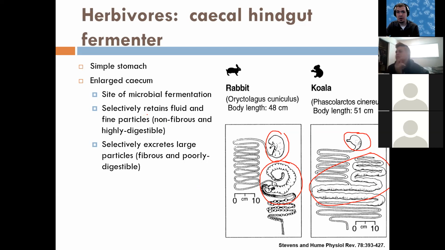So it's good that we had the question about retention of particles earlier, because the situation is a little different in these animals. They selectively retain fluid and they selectively retain particles, but only fine particles. The fluid and the fine particles are non-fibrous and highly digestible. So this is what contains the sugars, soluble proteins, starches. They will selectively excrete large particles. Those large particles are the ones that are fibrous and poorly digestible. So it's different from the ruminant. The ruminant is retaining large particles, which are fibrous and poorly digestible. In these animals, those are selectively excreted. And we're going to explain why that is just in a moment.